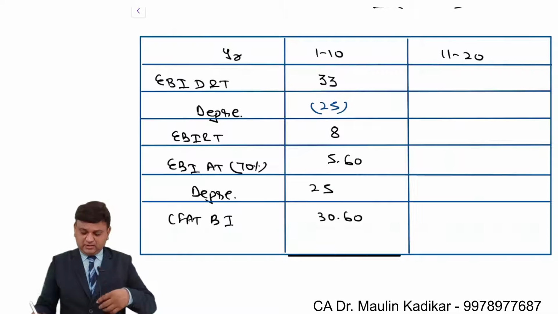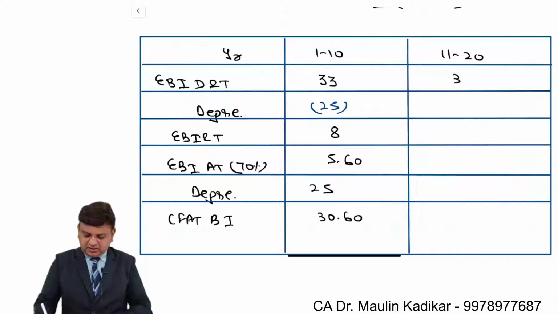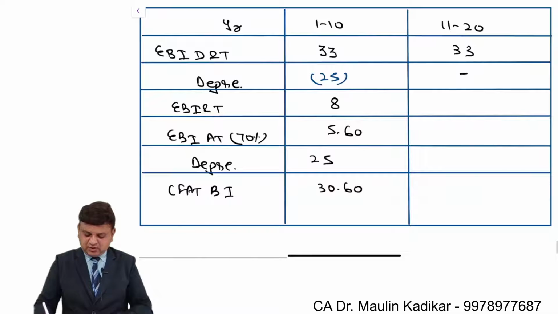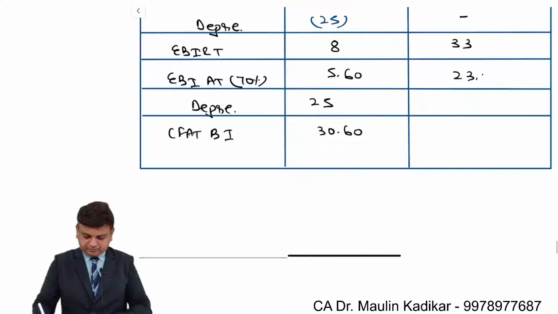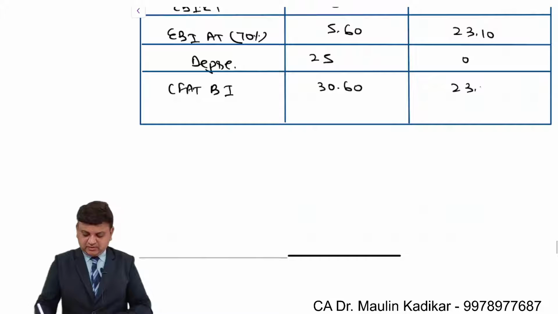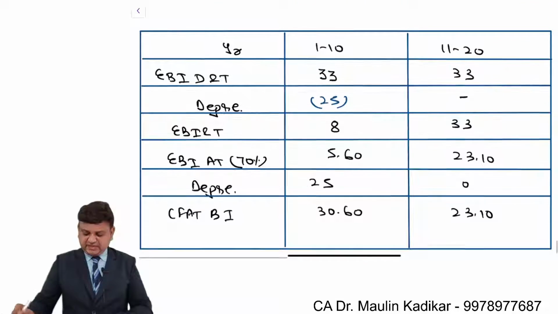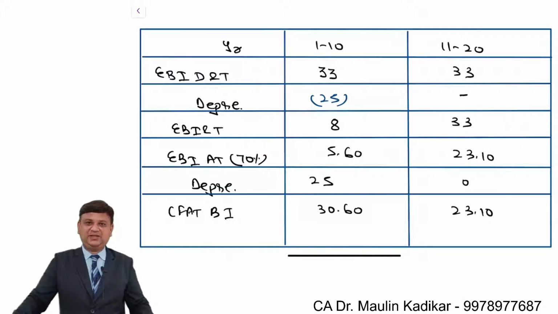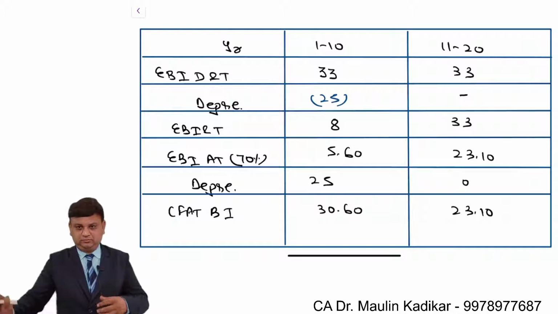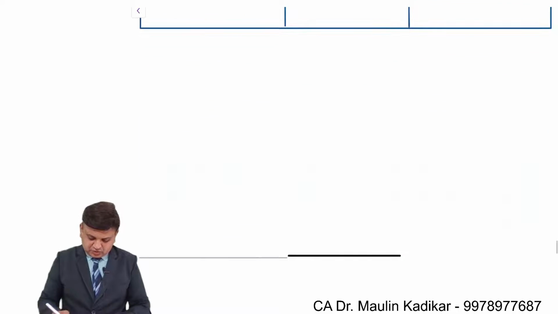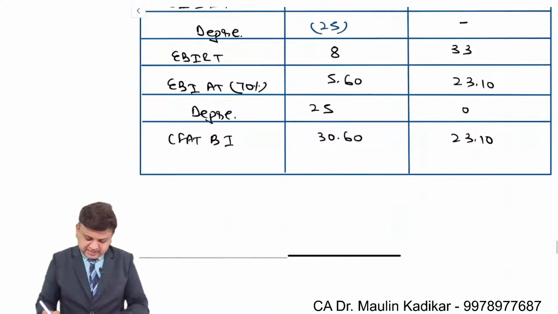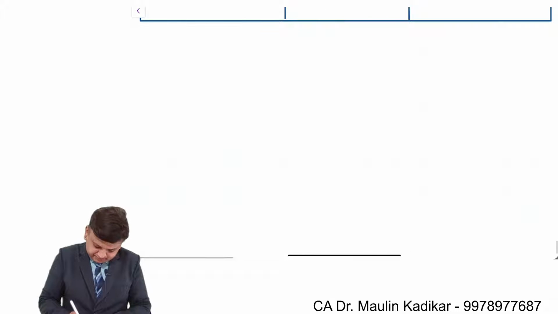For the remaining 10 years, what will happen? 33 minus 0, so it is 33 into 0.7, 23.1. This is again 0 and this is 23.1. This is the way the cash flow is calculated for the remaining 10 years. So now we have done the calculation of base NPV.